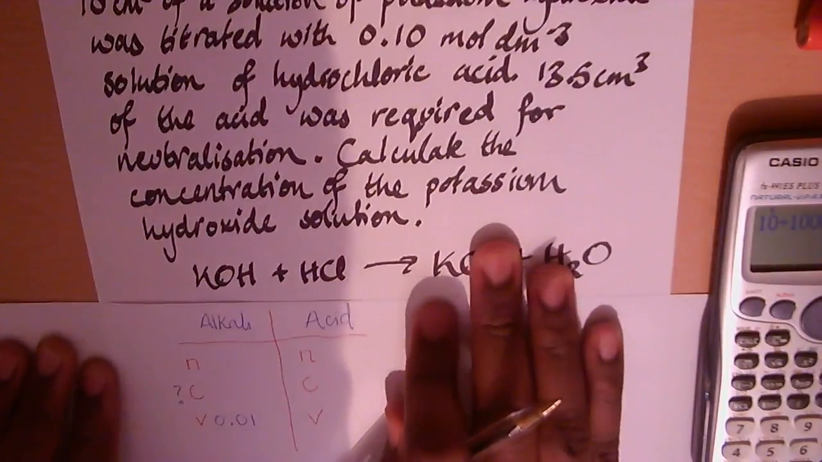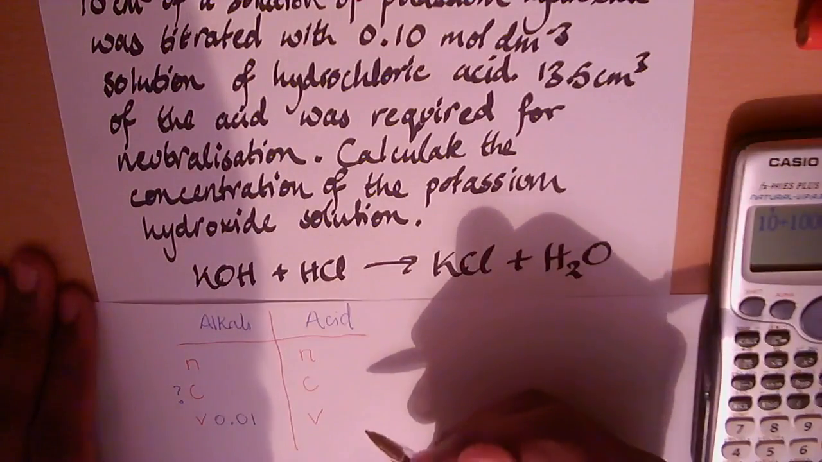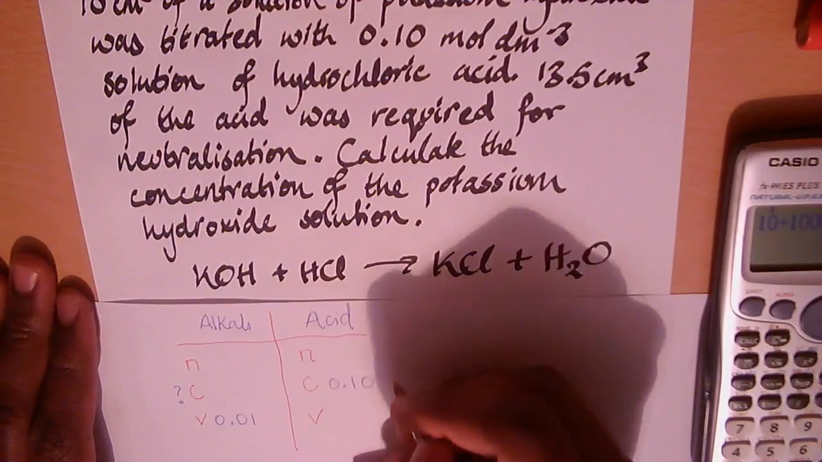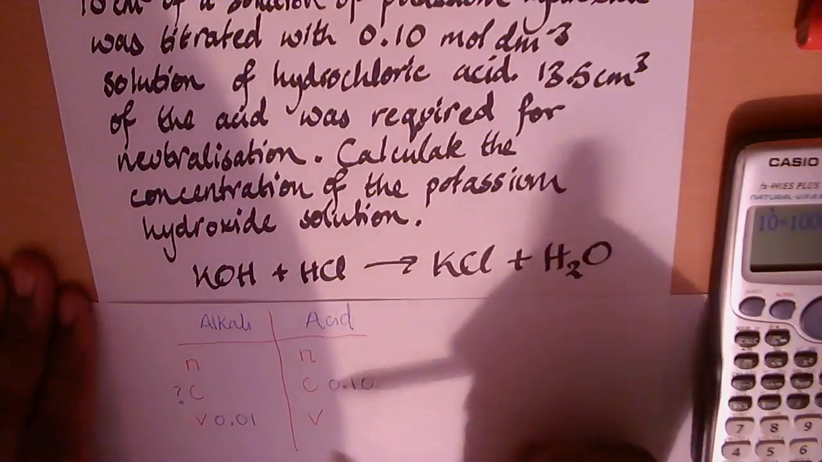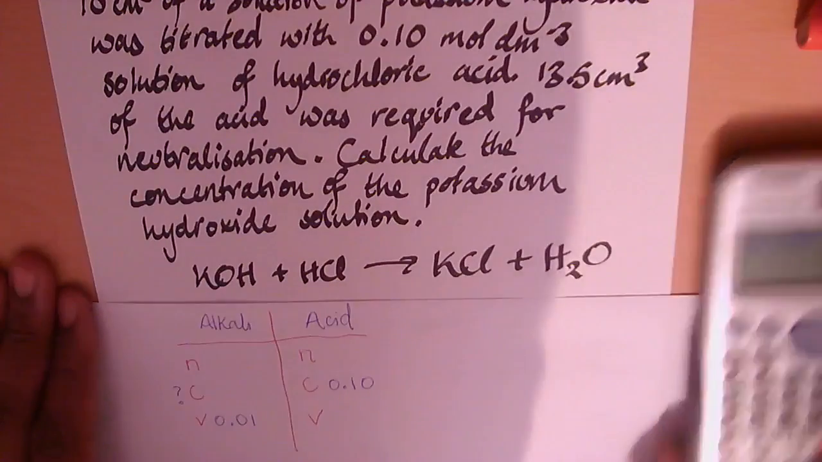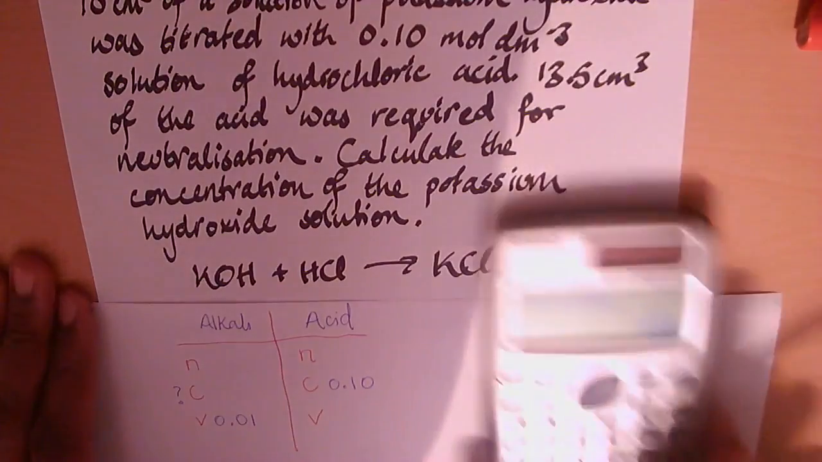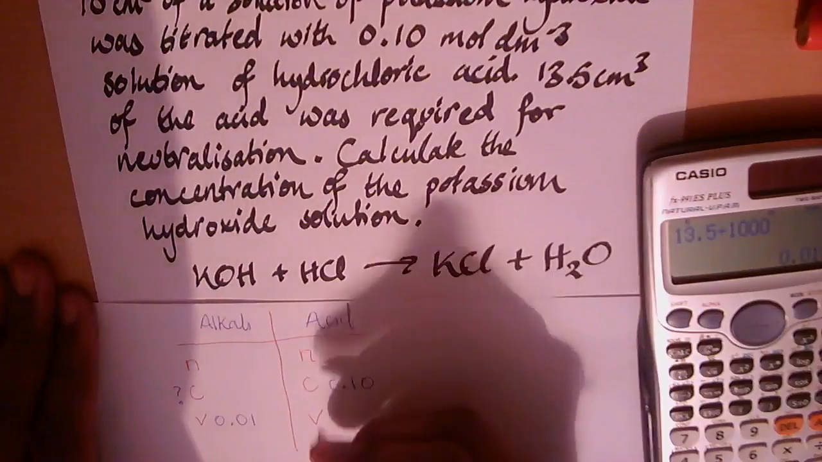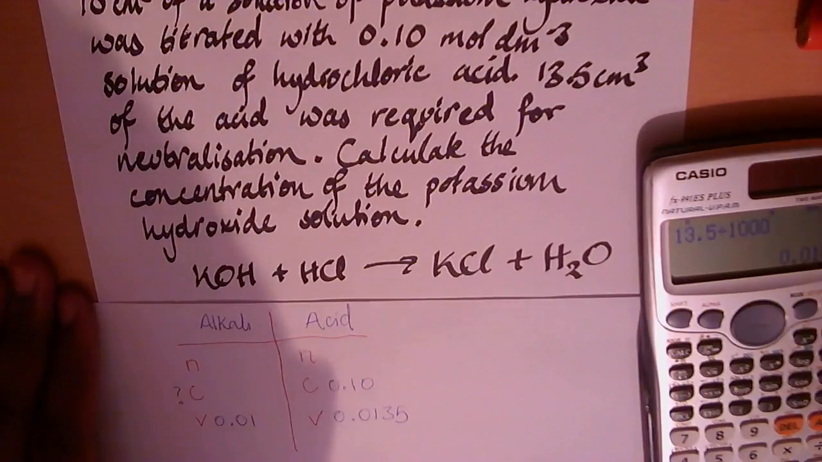Then what else do we have? We don't have the number of moles of alkali, but for the acid we do have the concentration of the acid, which is 0.10 moles per decimeters cubed, and also the volume, which once again we've got to convert from centimeters cubed to decimeters cubed. So 13.5 centimeters cubed to decimeters cubed. There we've got to make sure we divide by 1000 again, and that would give us 0.0135.